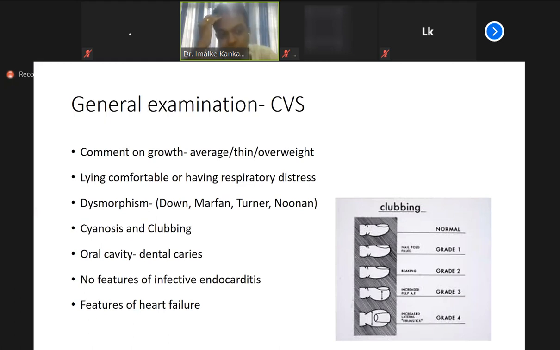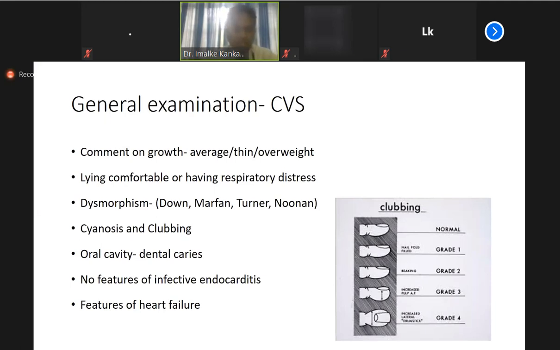Oral cavity, it's important, but don't try to examine the oral cavity in a young child, right? And it's important to look for features of infective endocarditis, and even if you do not look at it, better to comment on it at the time of your presentation, like no features of infective endocarditis. And it's important to comment on or look for features of heart failure.